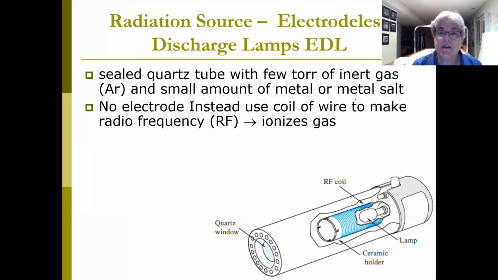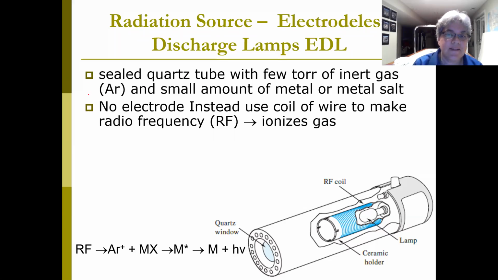Now, this one doesn't use a voltage. It's going to use RF frequency. So the RF frequency will make the gas turn into ions. So again, the argon gets ionized, and then the argon hits that metal salt that's in there, and then you're going to get some excited metal ions, and then you will produce light from that metal ion.